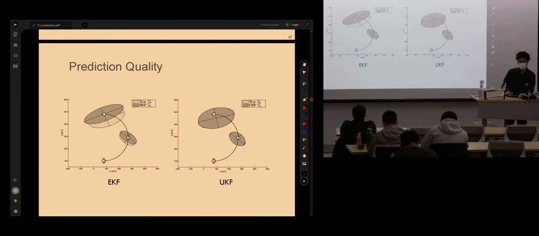Now, this goes back to the topic of predicting the covariance. Of course, none of these two can model that exponential banana-shaped covariance. Only we can do it in the exponential coordinates.